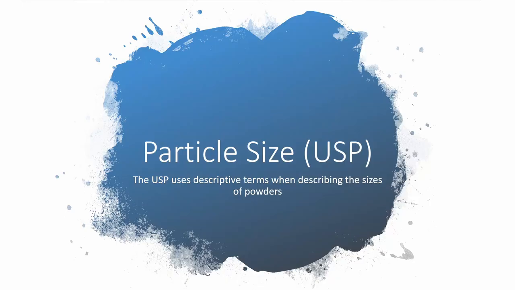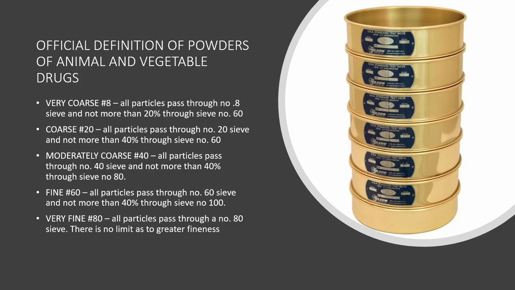So to describe our powders and granules better, we usually describe them in terms of particle size. So the USP uses descriptive terms when describing the sizes of powders. So these are official definitions from the USP, and this categorizes our particle size depending on their sieve quality. So the USP, instead of using direct measurements like millimeters, centimeters, or inches, they use a system of sieves. So you can see on the picture, those are different sizes of sieves. You can think of sieves as like a filter in which the filter size or the pore size describes what classification of particle passes through.